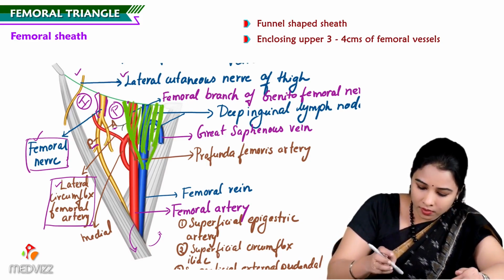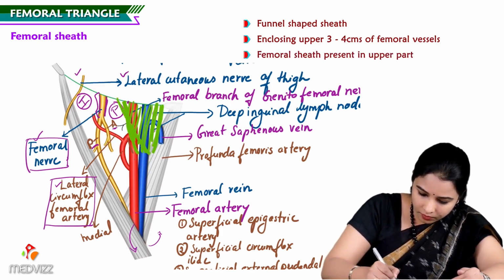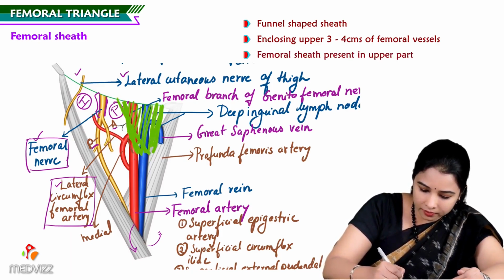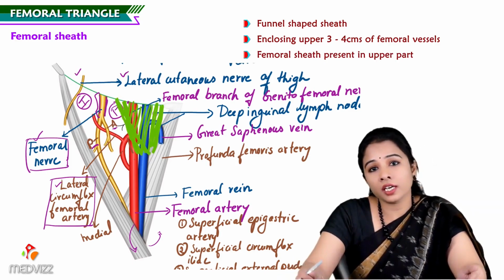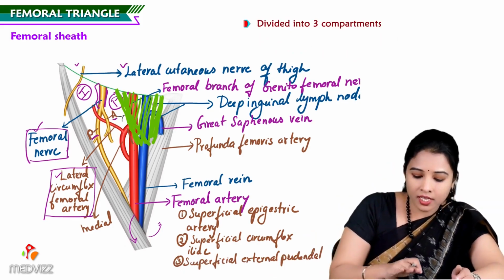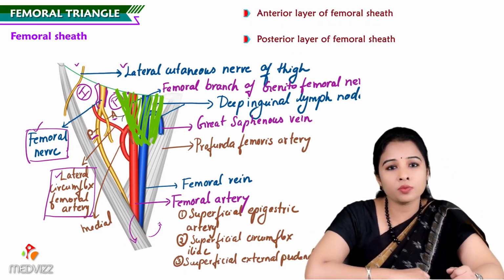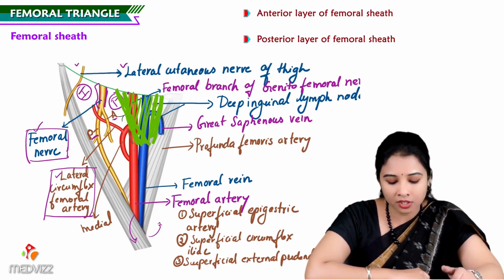So this is the femoral sheath present in the upper part. And if you see, it is funnel like. Within the sheath, it is again divided into 3 compartments. Now what we are seeing is the anterior layer of the femoral sheath. Posterior to the vessels is the posterior layer of the femoral sheath.